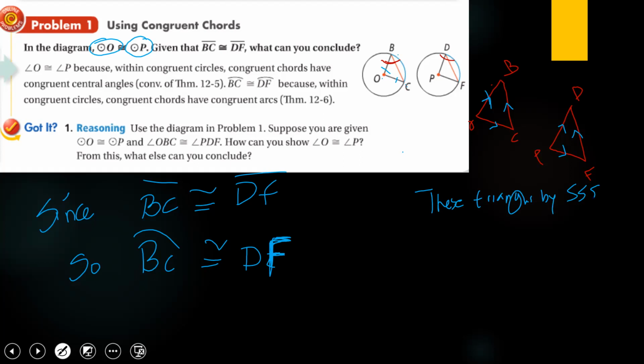Now then, since we have two congruent triangles, any element inside these two triangles will be congruent too. So all the angles will be equal. Since they told me that B is congruent to D, that means the angle O is congruent to the angle P.